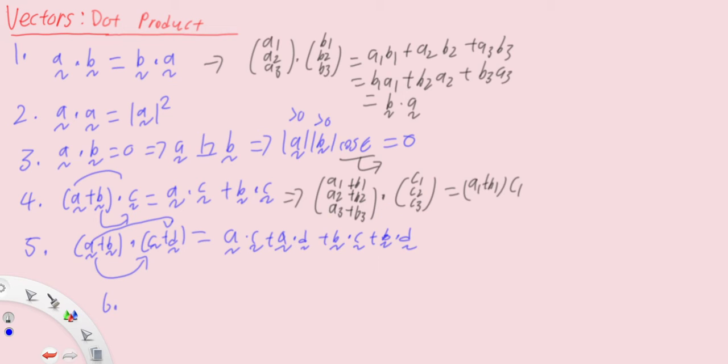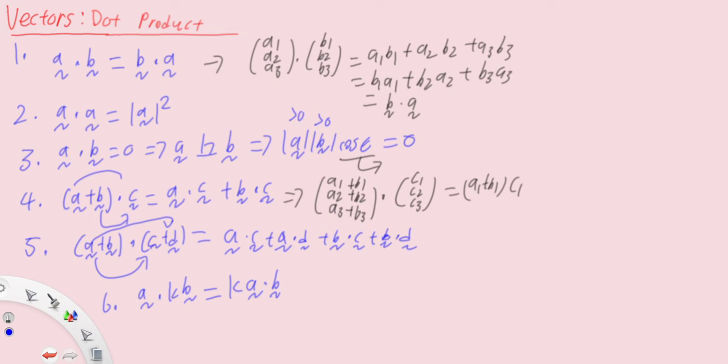The sixth property, and well, it's not really much of a big problem. If we have a dot kb, where k is a real number, it can be positive or negative, it simply equals ka dot b. All right, so it's like multiplying by a scalar constant where we bring k to the front.